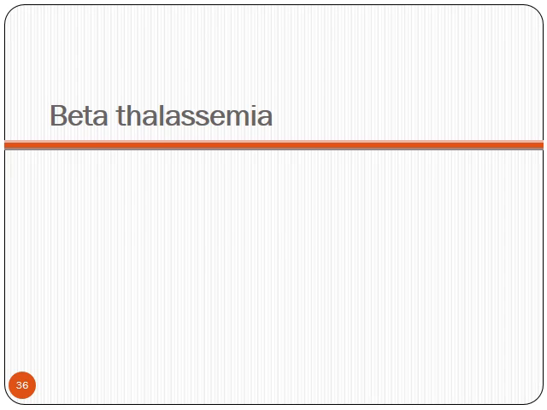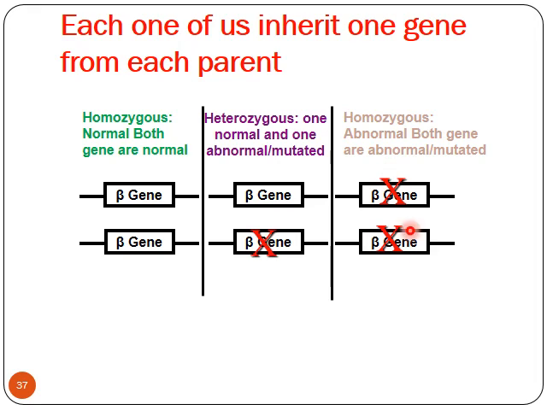Beta thalassemia. As I have mentioned before, each one of us inherits one gene from each parent, so we have two copies of the beta gene. You might be homozygous, having both beta genes normal, or heterozygous, having one normal and one abnormal, either reduced, mutated or absent, or you are diseased, being homozygous abnormal, with both genes mutated. This is beta thalassemia major.